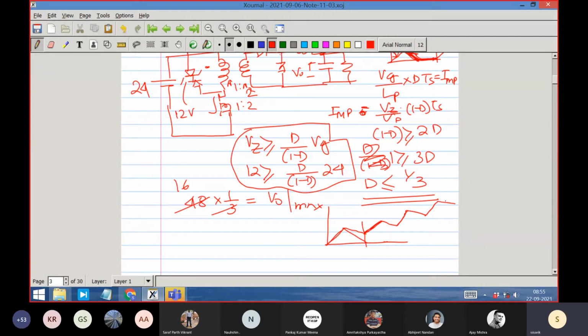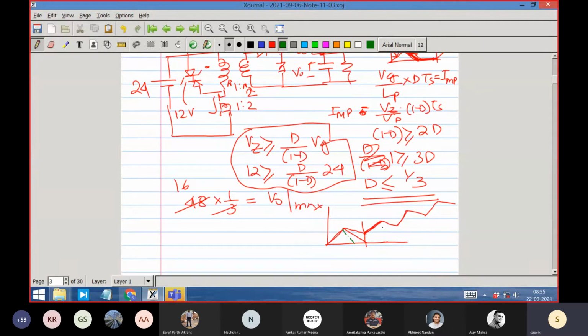So sir, at D equal to 1/3 it will be just continuous mode, and for D less than 1/3, it will be discontinuous? Yes, it will be discontinuous and it will work. Okay, sir. It will work there. Here, beyond 1/3, it will not work.